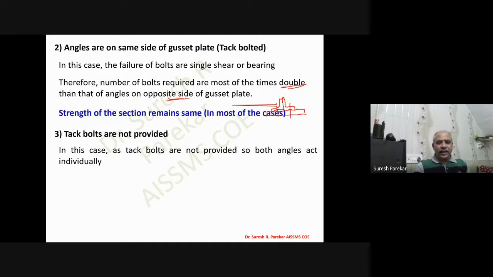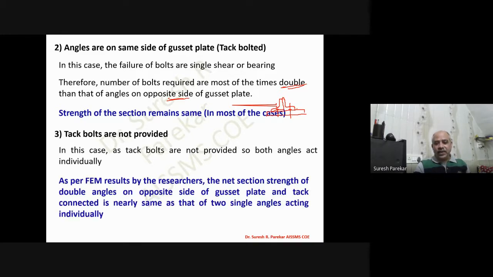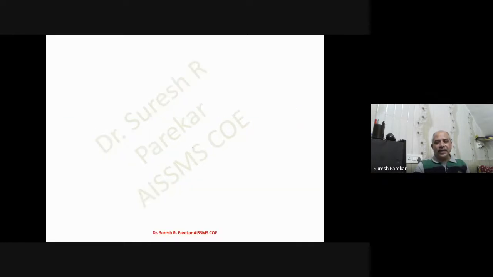So actually in this, tag bolts play a very important role when we are working with working stress design. Now we have limit state design, so in working stress design we have to be very careful with tag bolts. In this one, as we are going to consider angles individually, whether you provide tag bolts or not will not affect your strength. As per finite element method results by researchers, the net section strength of a double angle on opposite sides of the gusset plate and tag connected is nearly the same as that of two single angles acting individually. So we have this design in this fashion.